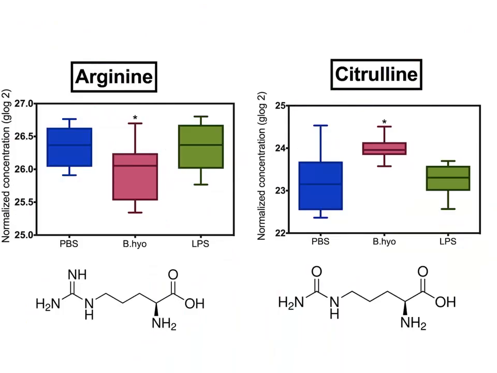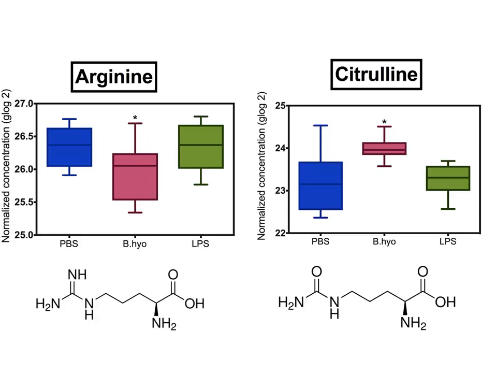So that at the end of the day, you may end up with 1 or 2 things that actually make sense. So not really rewarding work at the beginning, but for us, we found these 2 amino acids here that were particularly interesting. So arginine seemed to be depleted in B-hyo exposed explants. So there was less arginine in the B-hyo-exposed explants than the PBS, or negative control, or LPS, or positive control.